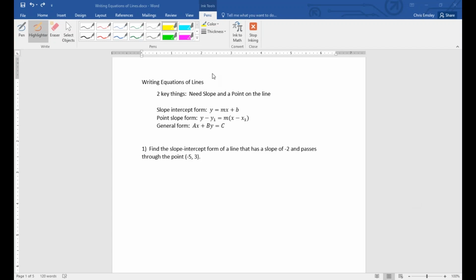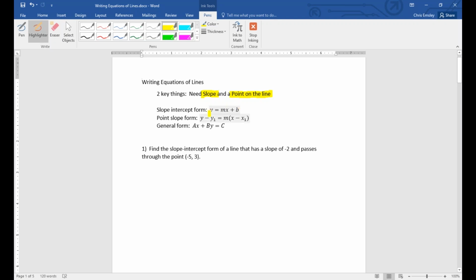In this video, we are going to look at writing equations of lines. A thing to keep in mind when we're writing equations of lines, there are two key things that we need, two pieces of information. We're always going to have to find a slope, and we're always going to have to find a point on this line we're looking for.